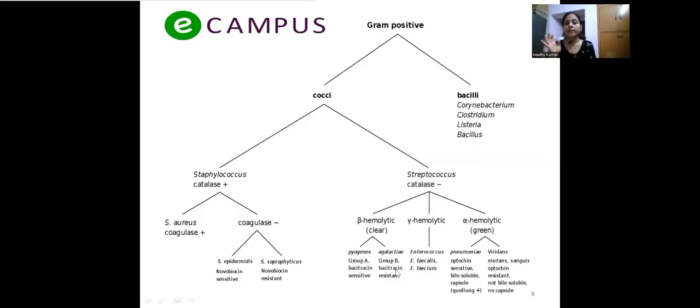So gram positive bacteria are of two types by shape: coccus or bacilli. Cocci are classified into two types according to their catalase positive or negative reaction, right? So catalase positive are coagulase positive and coagulase negative Staphylococcus. Catalase negative are classified into three types: alpha hemolytic, beta hemolytic, and gamma hemolytic, right? And in bacilli, what are the examples? Corynebacterium, Clostridium, Listeria, and Bacillus. Clear?